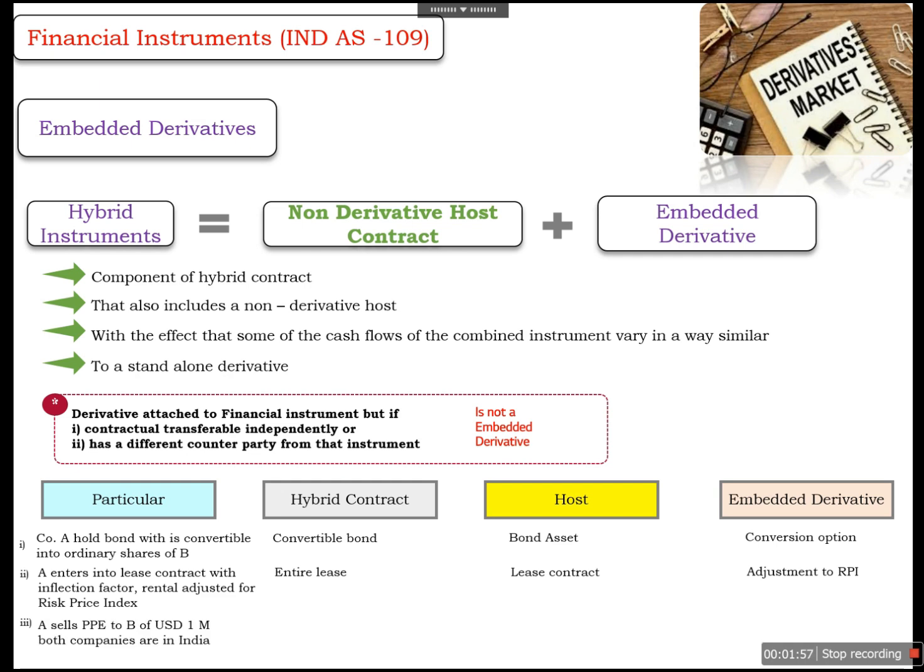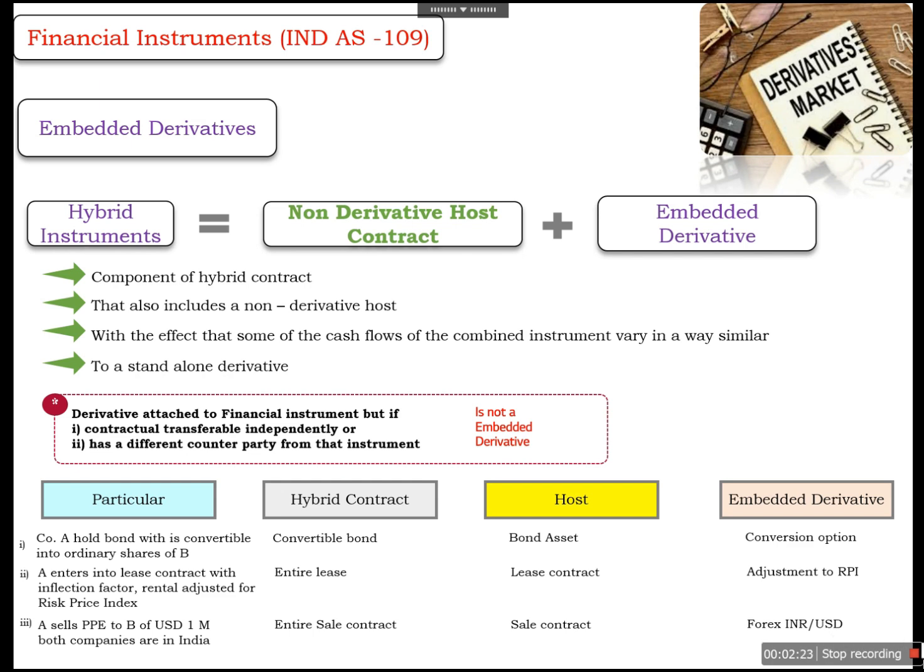Let's take another example. If a company sells PPE to another company for USD 1 million, and the contract is to be settled in USD, in this case the entire contract is a hybrid contract and the host is the sale contract, while the embedded derivative is the forex transaction, where it is to be settled in foreign currency, and because of that the price will keep on changing.